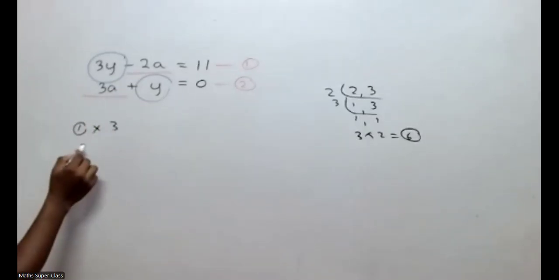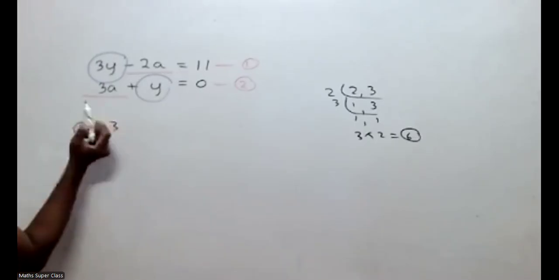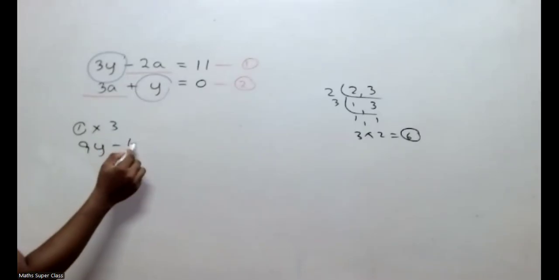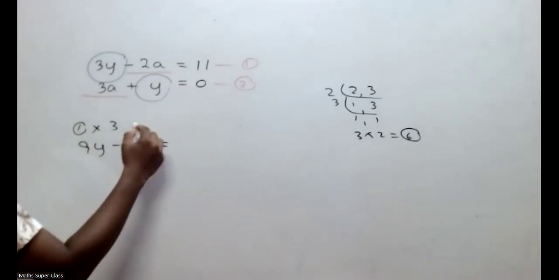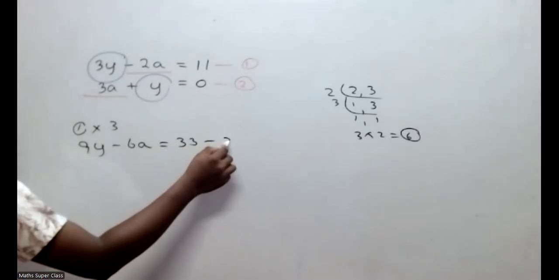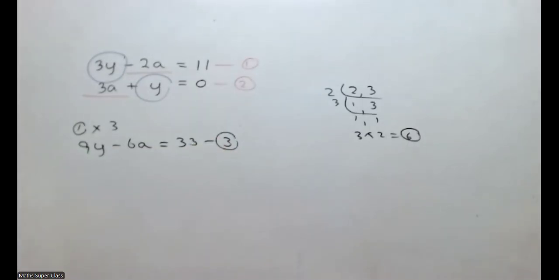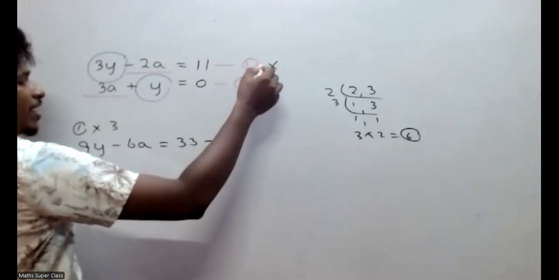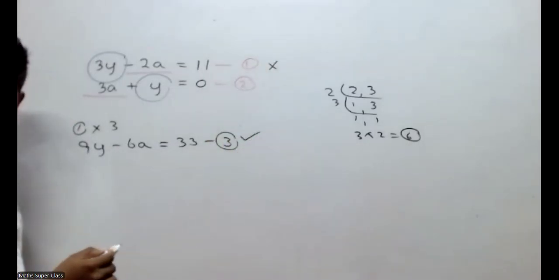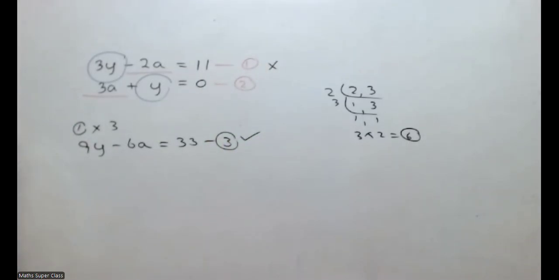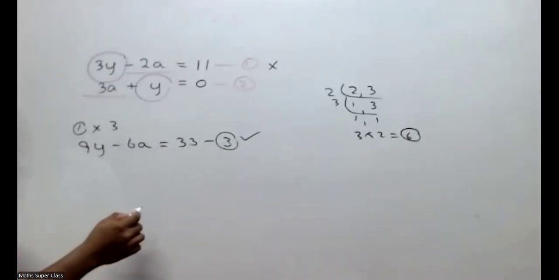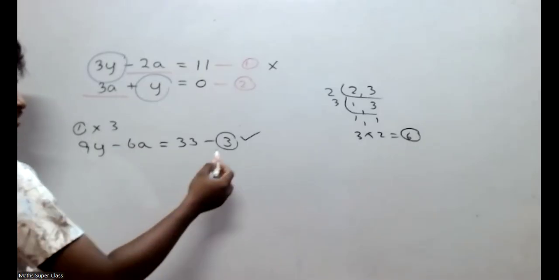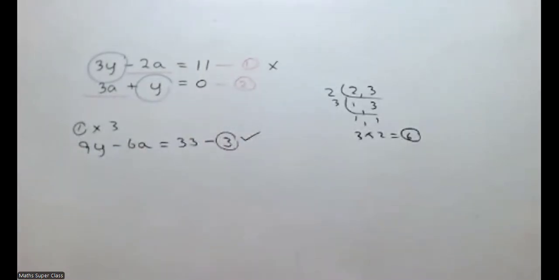Why? Look. 3y into 3 means 9y minus 2a into 3, 6a equals 11 into 3, 33. This is third equation. Now we don't need first equation. Why? Now we have third equation. Then Nitish found a new computer. Now Nitish doesn't need the first computer, the previous one. Why? Now Nitish has a new computer.